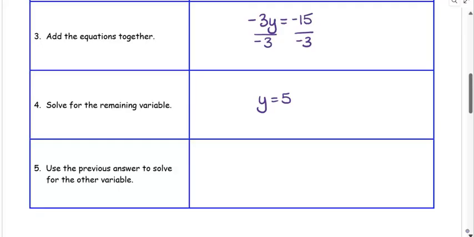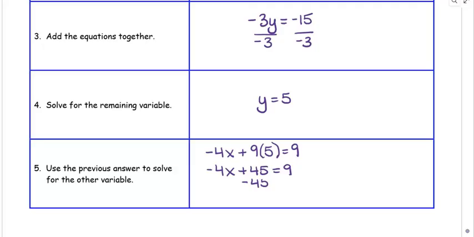So if I take that 5 and plug it into my first equation, I would have negative 4x plus 9 times 5 is equal to 9. And this is just a simple algebra equation I can now solve. So that's negative 4x plus 45 is equal to 9. I'll subtract 45 on both sides to get negative 4x is equal to negative 36. And if I divide both sides by negative 4, I'm going to see that x is equal to 9.